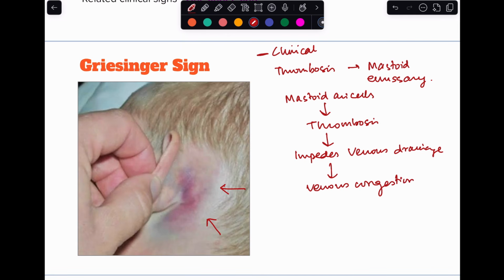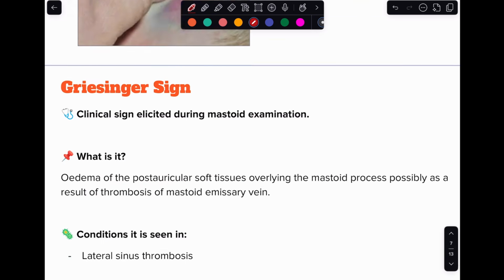As you can tell from the name, this is an eponym. This is a sign which was named after the first person who described it. Griesinger was the person who described the mastoid region edema due to mastoid emissary vein thrombosis that occurs in sigmoid sinus thrombosis. And that's how this name comes in. Now, a very important part to remember here is which vein is involved. It is the mastoid emissary vein. And the most common ENT cause again of lateral sinus thrombosis is a case of CSOM with cholesteatoma.